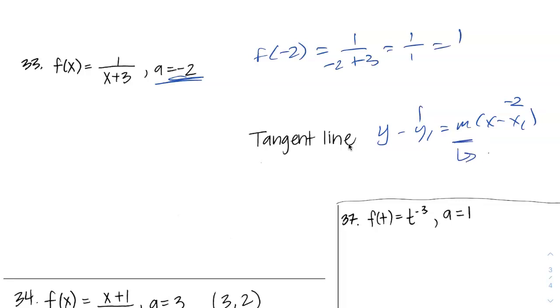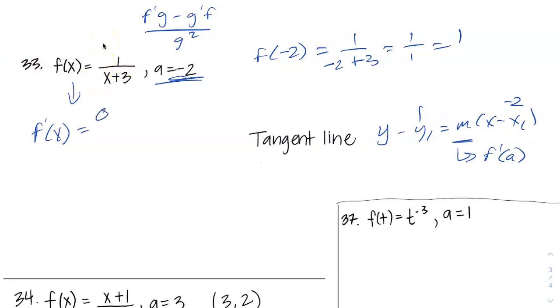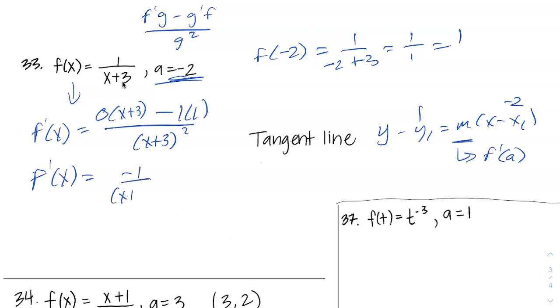Remember, to find m, that's the derivative at a. So we have to take a derivative of this one. But look at that, it's a quotient rule. So let's do the quotient rule for f prime of x: derivative of the top times the bottom, minus derivative of the bottom times the top, all over the bottom squared. So the derivative of the top is 0 times the bottom, minus the derivative of the bottom, which is just 1, times the top 1, all over the bottom squared. So the derivative equals negative 1 over x plus 3 squared. That's just 0, and that's just 1.